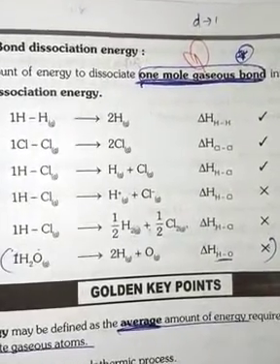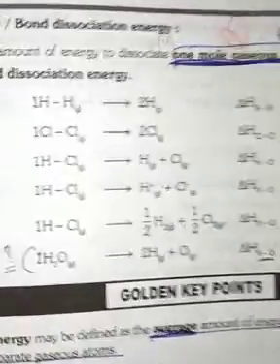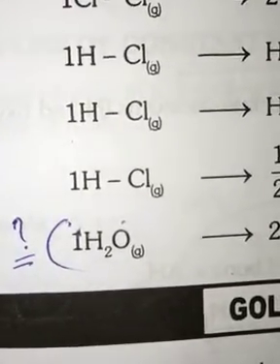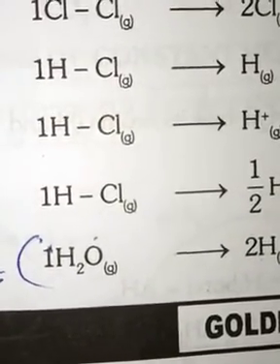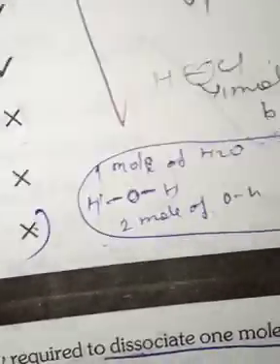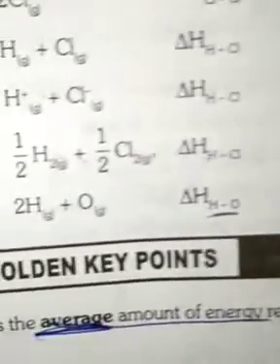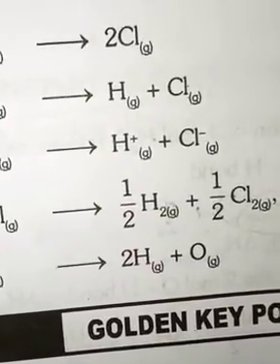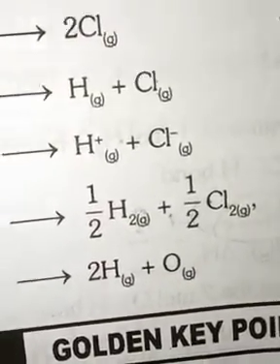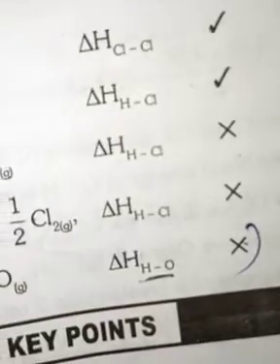But the last one, what is happening here: water is given in the gaseous state, and here 2 moles of OH bonds are getting dissociated. That is why this is not bond energy. And here atoms are not formed, gaseous atoms are not formed, molecules are formed, that's why it is wrong.